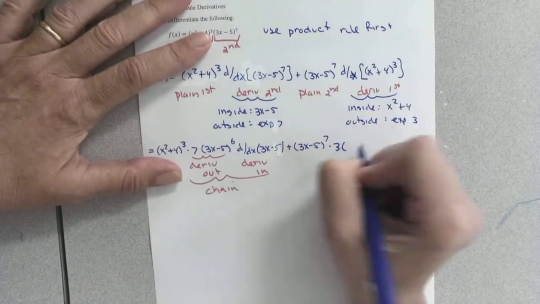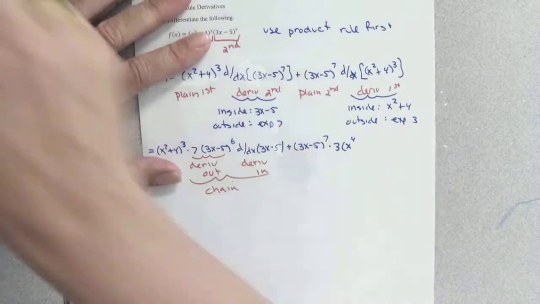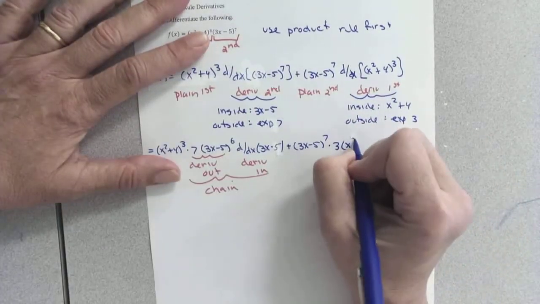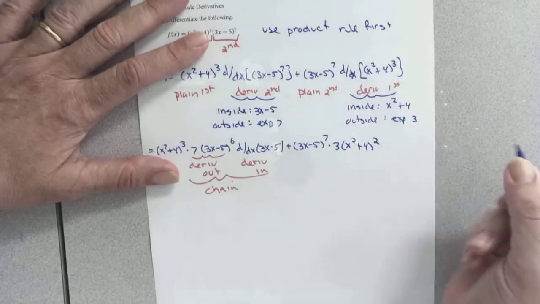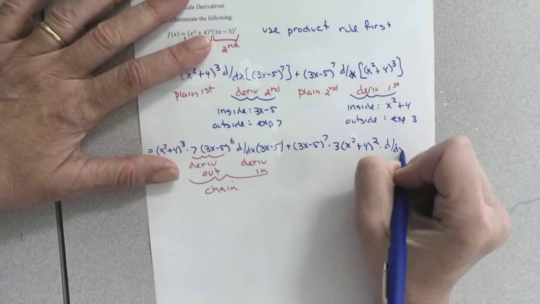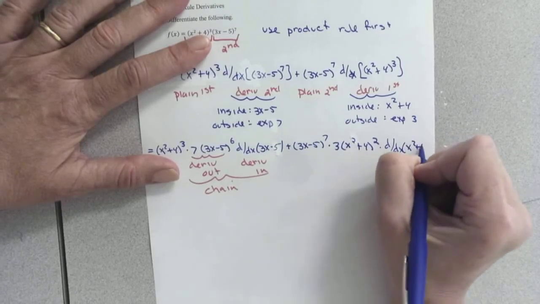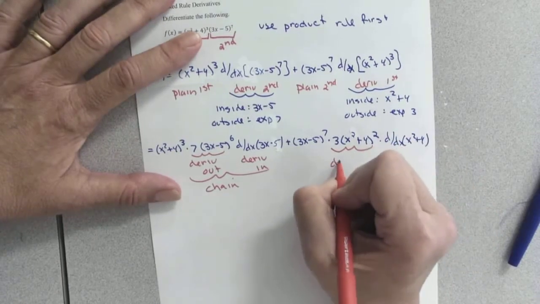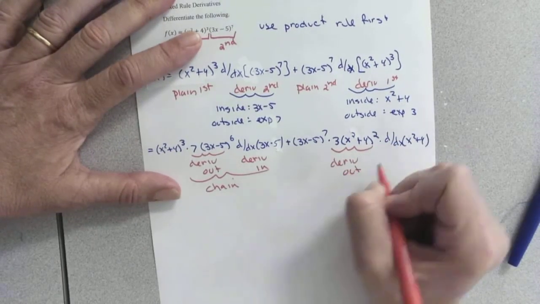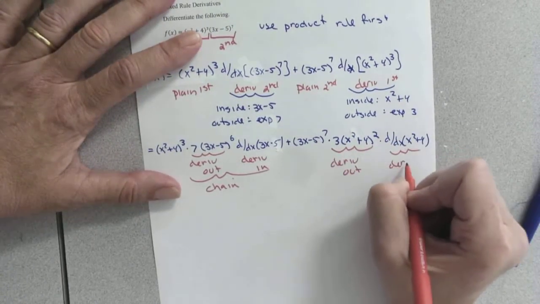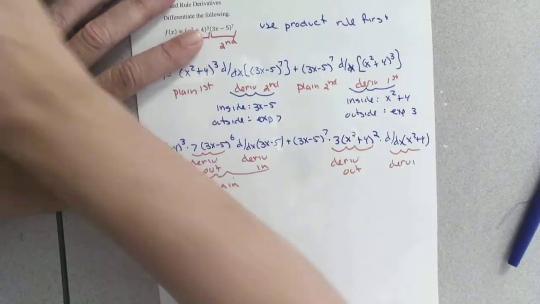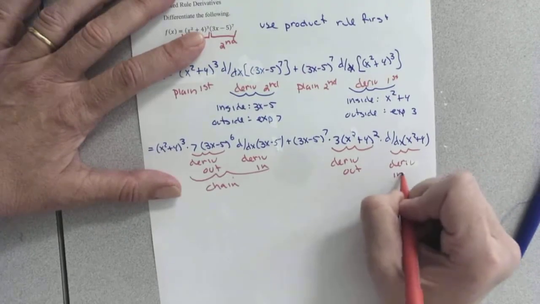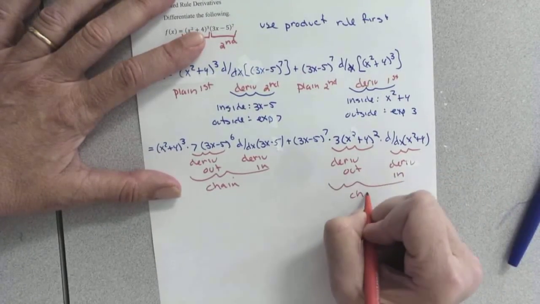Start on the outside, multiply by that exponent. Leave the inside completely alone. Decrease the exponent by 1. Then times the derivative of the inside. Derivative outside. Derivative inside. And all of that was the chain rule.